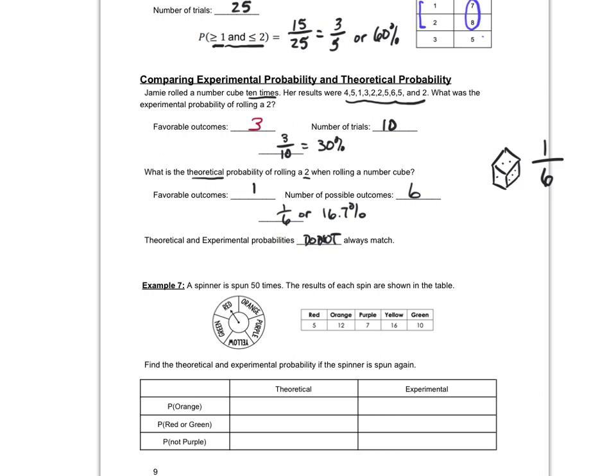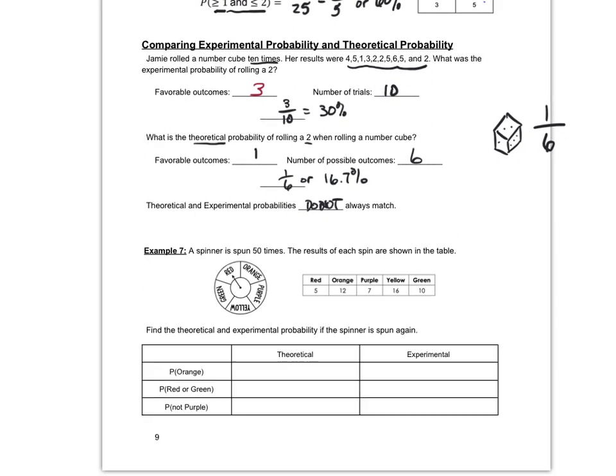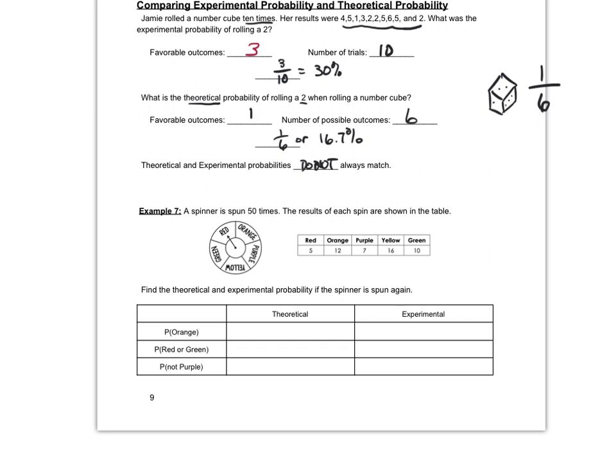And here we go, looking at another example. Look at example number 7. A spinner is spun 50 times. The results of each spin are shown below. So here we go: red 5 times, orange 12, purple 7, yellow 16, and green 10. Then find the theoretical and experimental probability if the spinner is spun again.